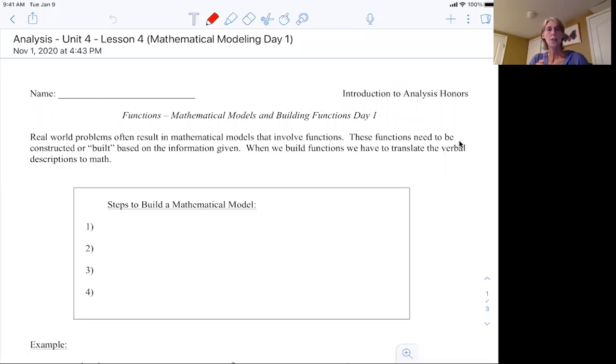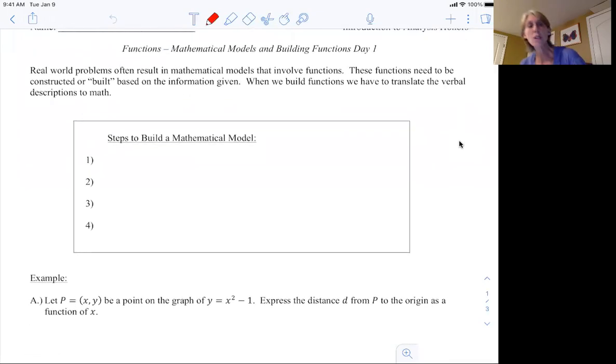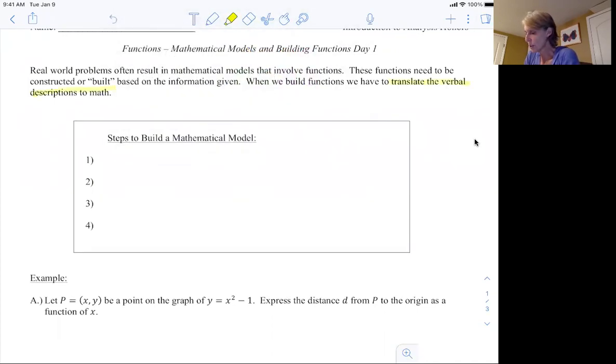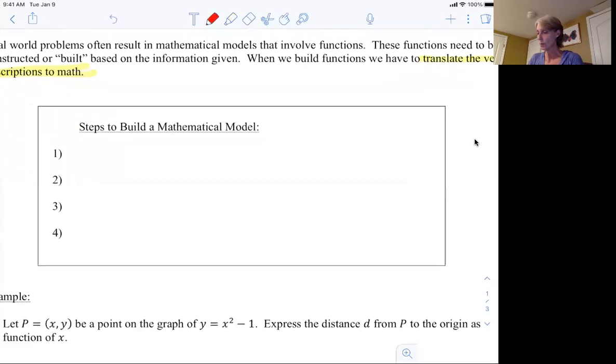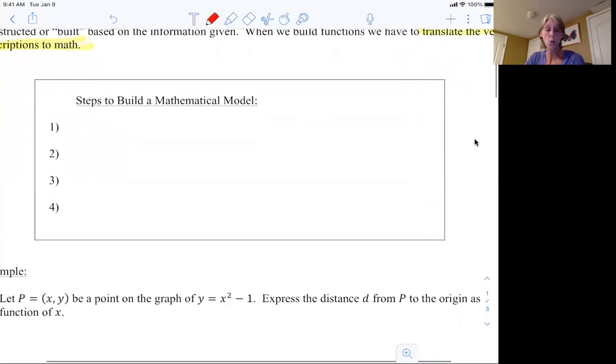Hey guys, today we're going to be doing Unit 4, Lesson 4, Math Modeling Day 1. So this is part of our functions unit, and a lot of times real world problems often result in math models that involve functions. Okay. These functions need to be constructed or built based on the information given. When we build functions, we definitely have to translate the verbal descriptions to math. And this is something we're going to be doing a lot of in calculus. So, it totally makes sense to work on it in this course.